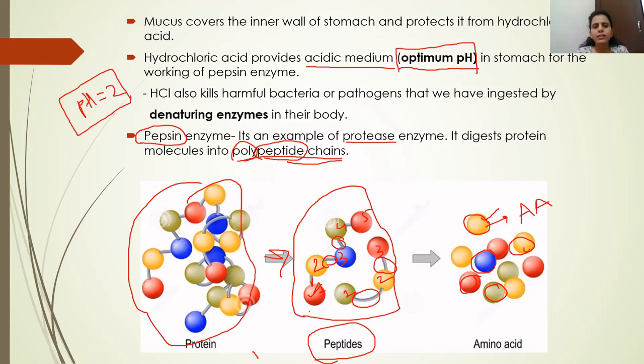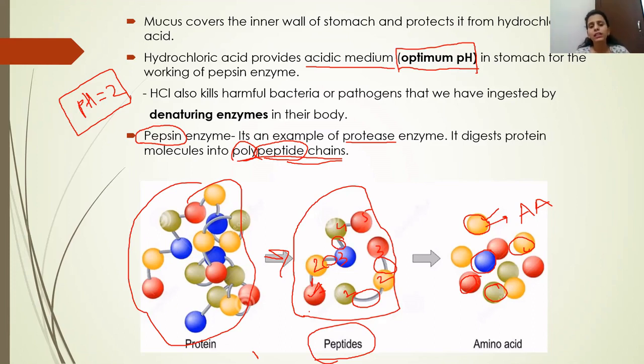The second function of hydrochloric acid relates to the food which we eat. Sometimes we eat pani puri at hawkers, or sometimes we eat food outside, and even at our home we are not sure that the food which we are consuming is completely free of microorganisms. So sometimes we ingest a harmful pathogen or harmful bacteria. Pathogen means disease causing microorganisms. This hydrochloric acid present in the stomach kills these harmful bacteria or harmful pathogens.